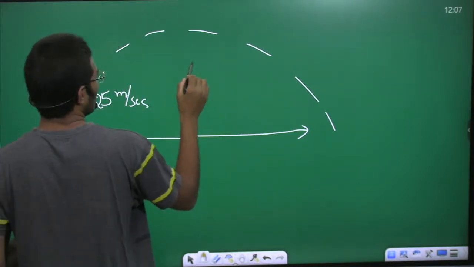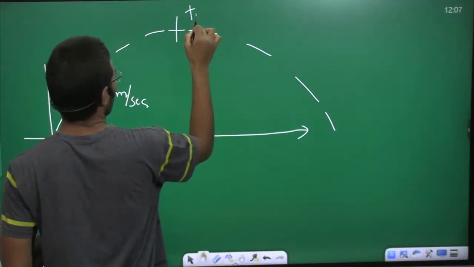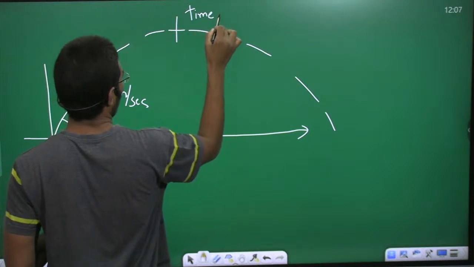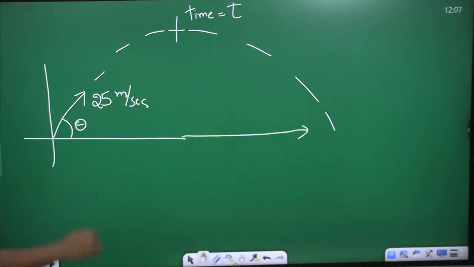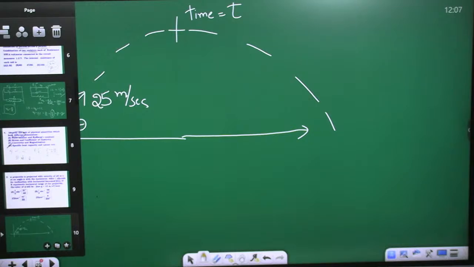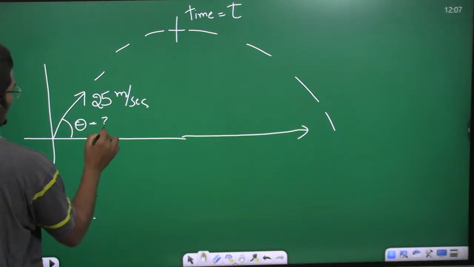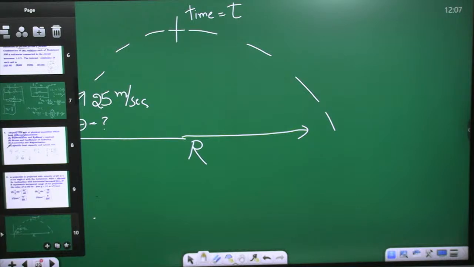So it takes time t. After time t, it reaches its maximum height. So what is being asked? He is asking the value of theta. The range is given as R, where R represents the horizontal range.